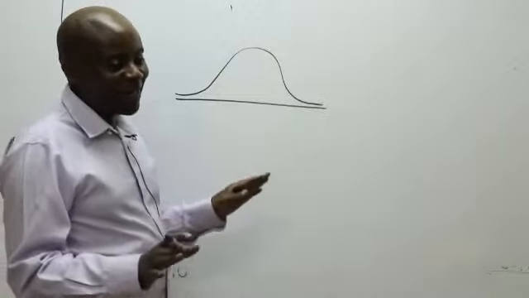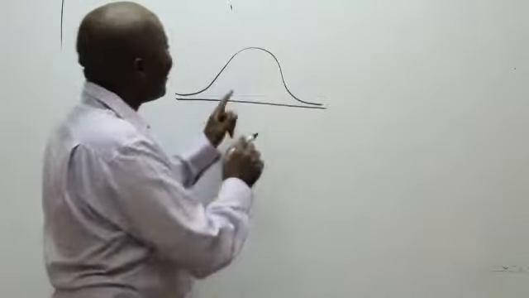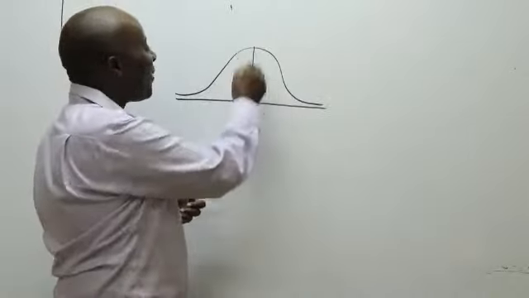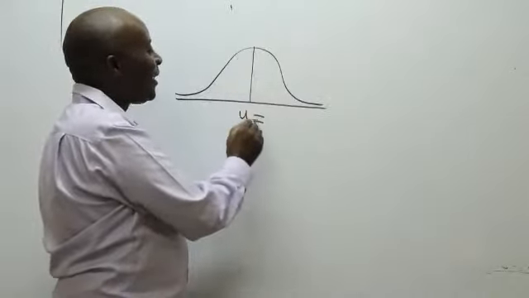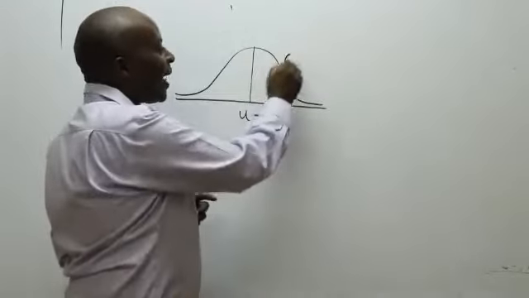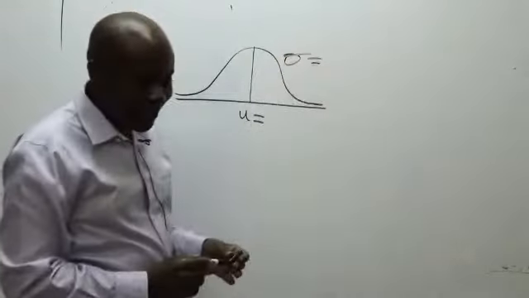We shall overcome. Now, this normal distribution is defined by two things. It has the mean and it has standard deviation. Always.